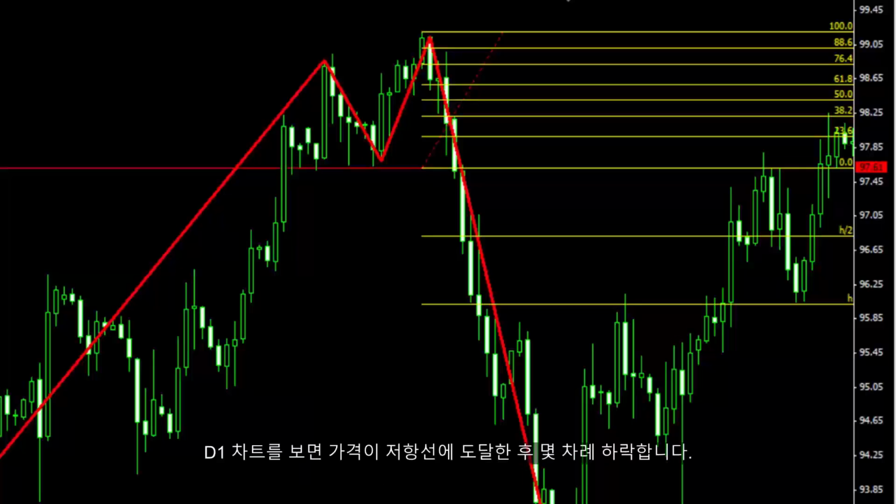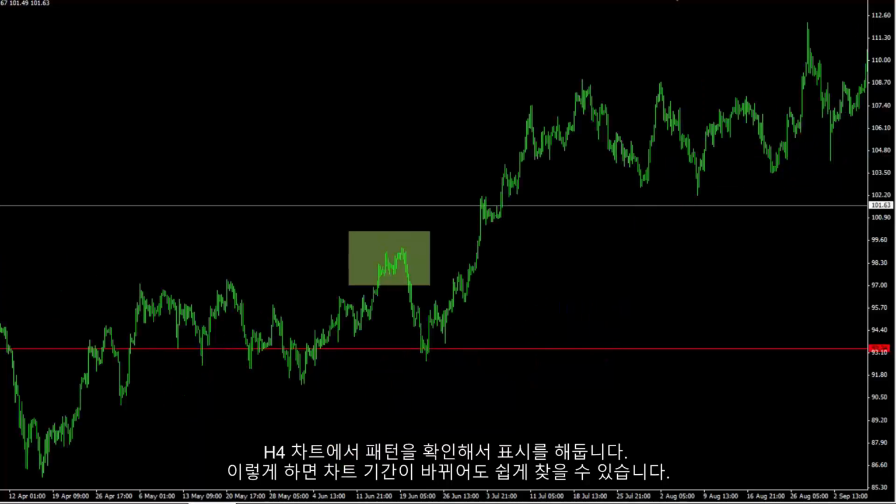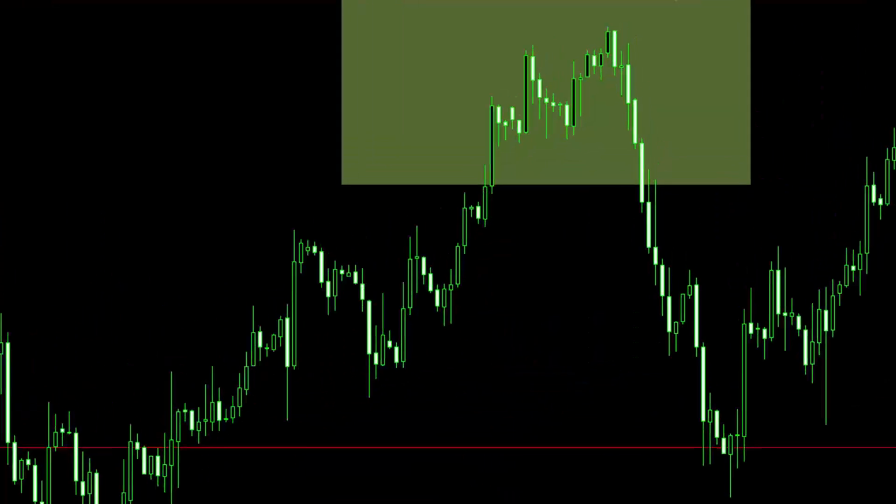There are several declines after price had met the resistance level on the D1 timeframe. On H4, a trader can check if there is another pattern. So, the region can be marked, so a trader can find the area easily when the time frame is changed.